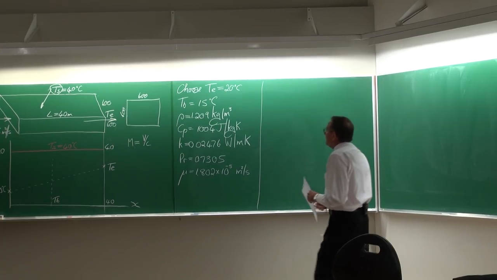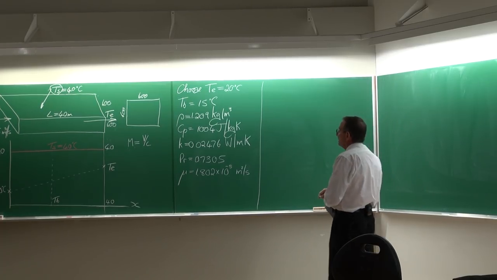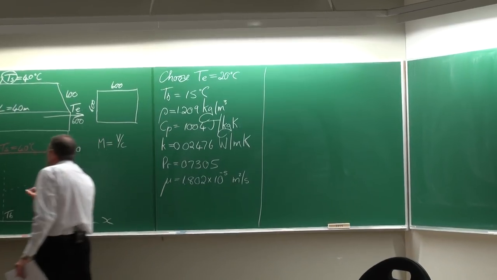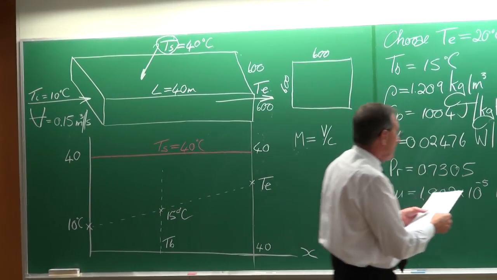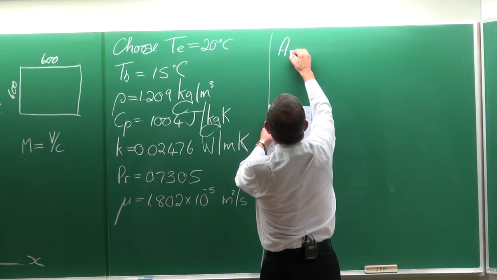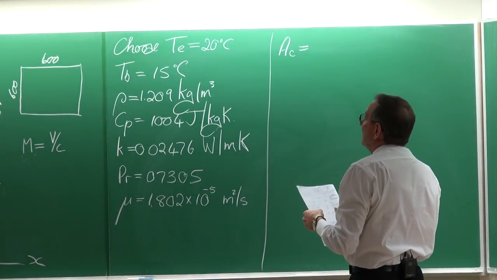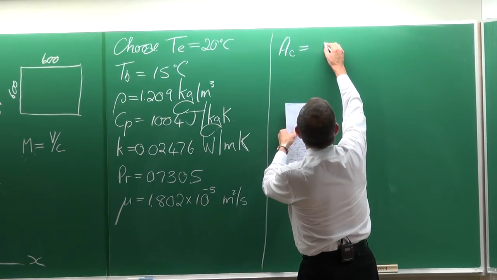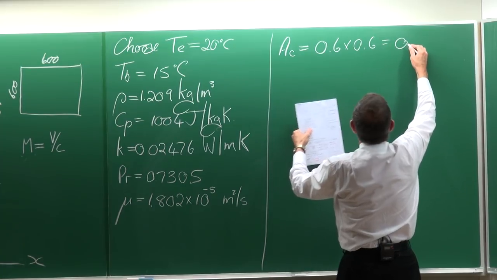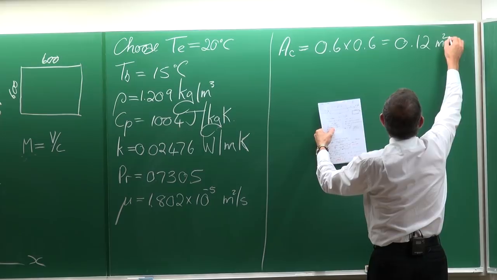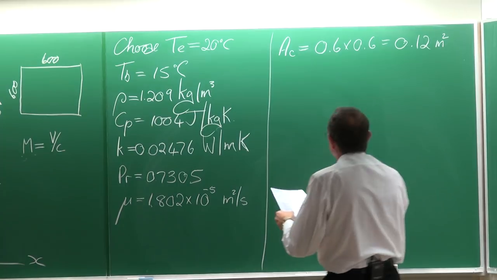Okay. So we started by assuming an outlet temperature of 20, get a bulk temperature of 15. So that temperature there must then be equal to 15 degrees Celsius. And let's just go and calculate a few areas, because we know we are going to use it. The cross-sectional area is 0.6 by 0.6, then it is equal to 0.12 square meters. So it is 2 feet by 2 feet, approximately 600 by 600.